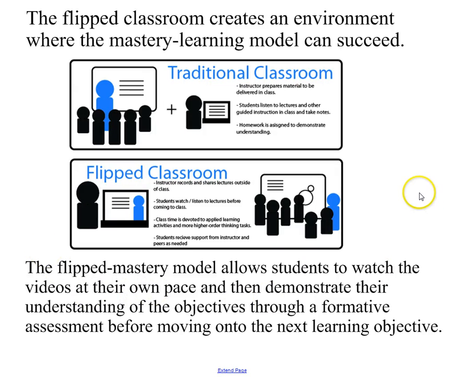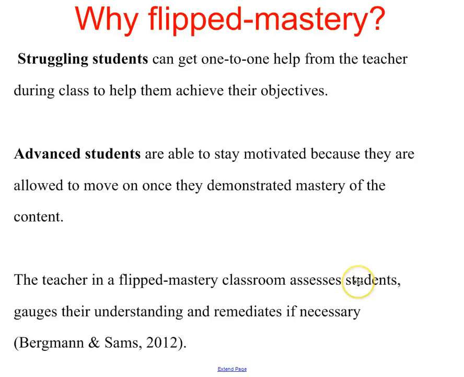The flipped mastery model allows students to watch videos at their own pace, and demonstrate their understanding of the objectives through some sort of formative assessment before moving on to the next learning objective. So what are the benefits of a flipped mastery program? Well, first of all, your struggling students can get one-on-one help from the teacher during class to help them achieve their objectives. Of course, the advanced students can move on once they've demonstrated mastery of certain content. And the teacher can assess students, gauge their understanding, and remediate if necessary, all within the classroom structure.